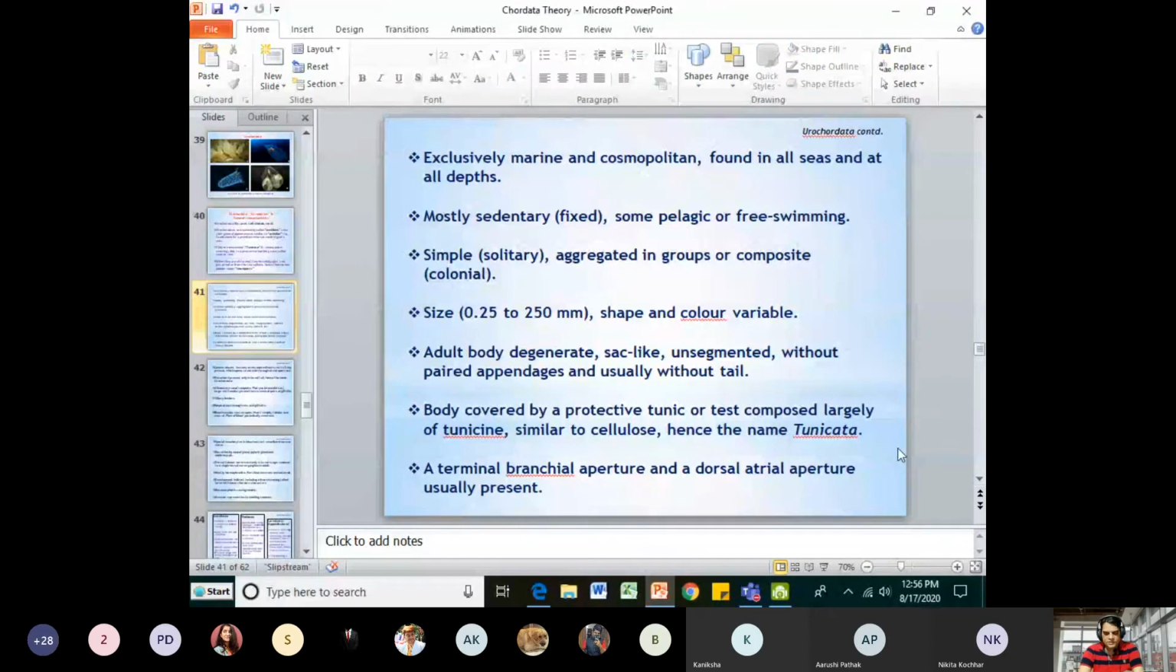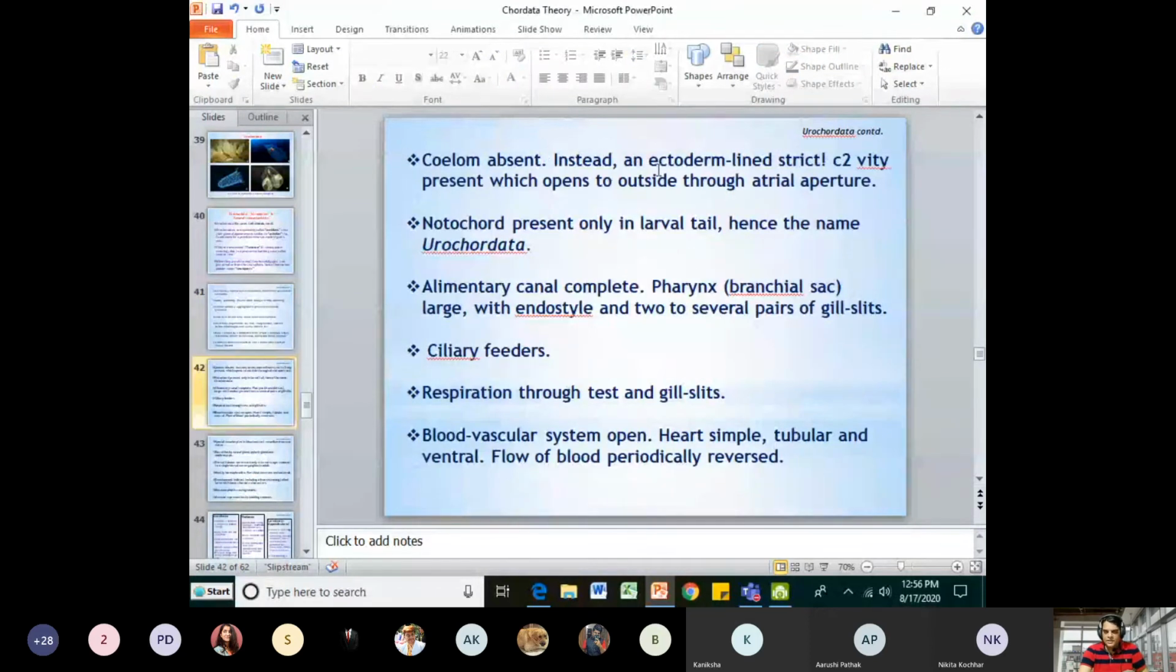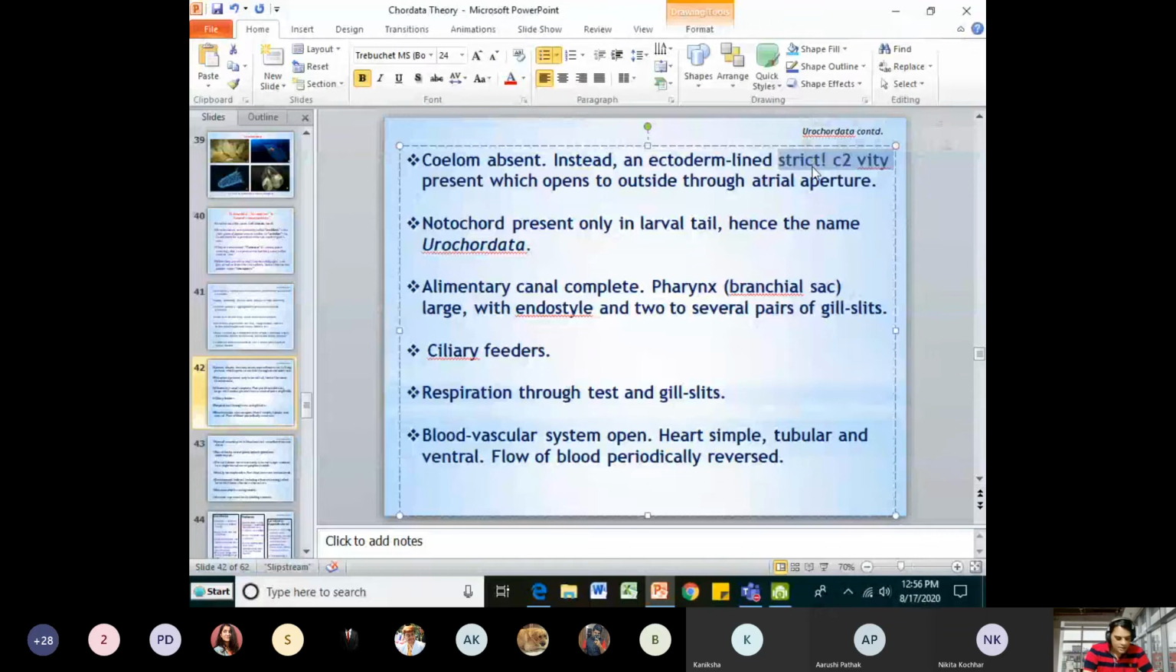They perform different functions. Coelom is absent, instead an ectoderm-lined atrial cavity is present, which opens to the outside through the atrial aperture. Then the notochord is present only in the larval tail, hence the name Urochordata. The alimentary canal is complete, so they are holozoic. The pharynx or branchial sac is large, with an endostyle and several pairs of gill slits.